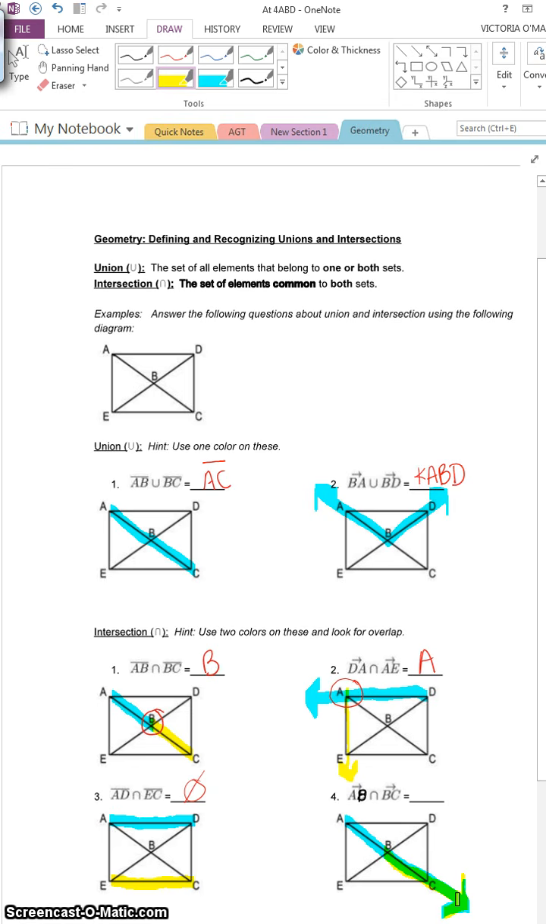Now I look and I can see my overlap here. Actually, we can see the shading. It turned green. And that then is a ray as well. Its endpoint is B. It goes in the direction of C. And so ray AB intersect ray BC is just ray BC.